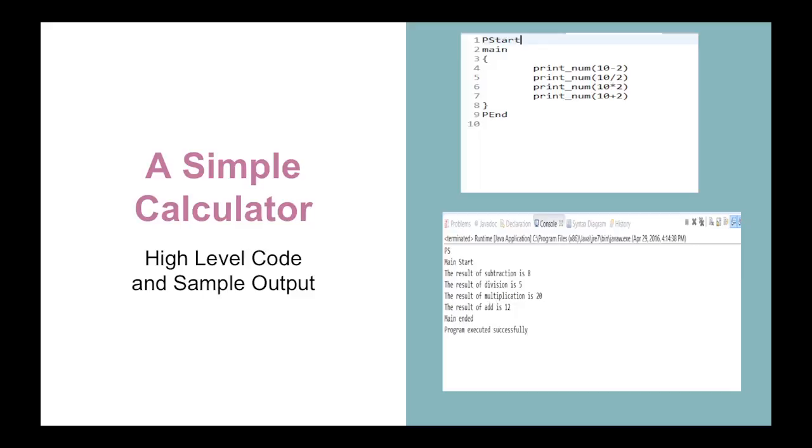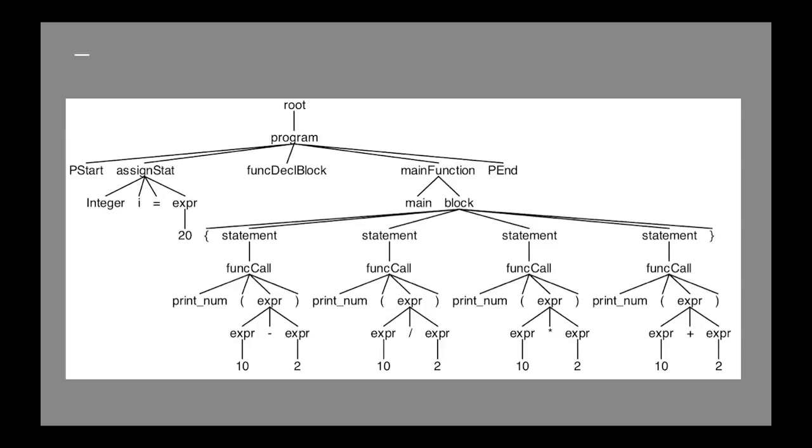The nice thing about us using ANTLR 4.4 is that we're able to generate a parse tree for any file that we write in the OWL language with our OWL grammar. Here's an example of a parse tree that was generated for a simple calculator program.